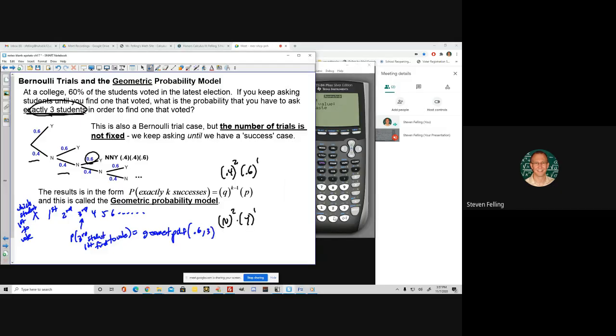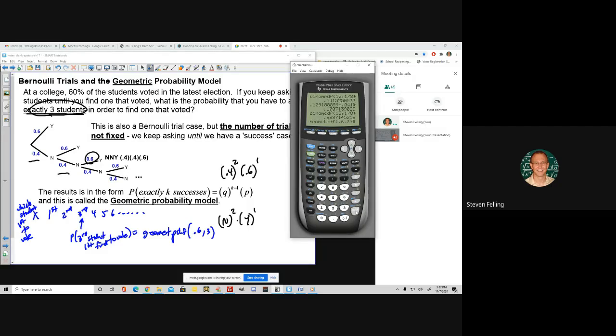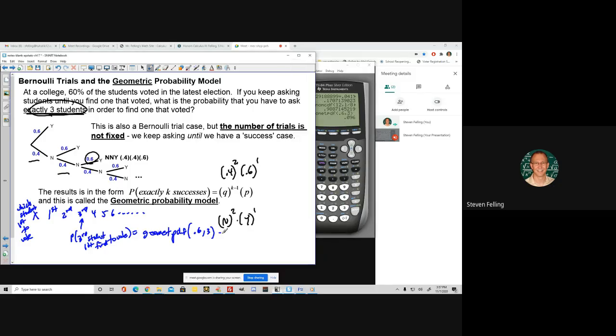So in this case, there's a 60% chance of voting. And we're going to stop when we get to the third student. What's the probability that this third student is where we stop? That's 0.096, okay? Or 0.4 times 0.4 times 0.6.